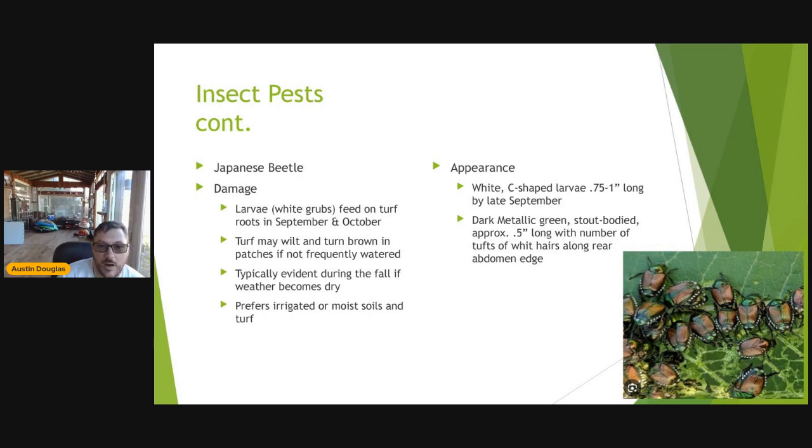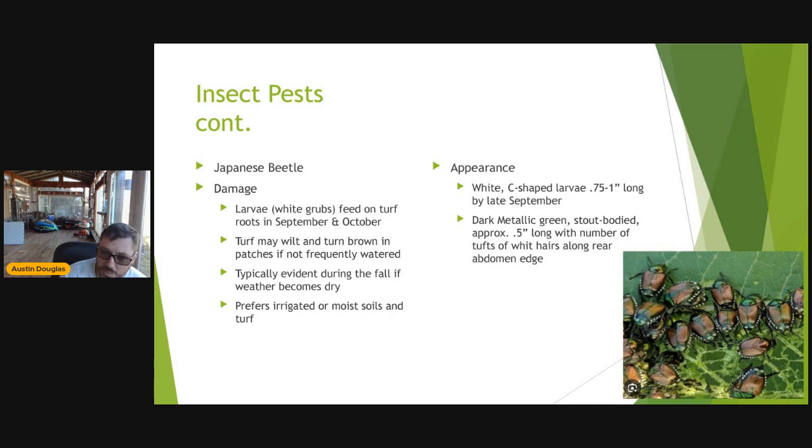But they do have a larva stage. They're white grubs, very similar to what we just saw. The turf is going to end up wilting and turning brown, and again, that's if the turf is not frequently watered. They're typically evident in the fall when weather becomes really dry. You're going to see turf start to struggle as it dries out. It's not going to have as much roots, and so you'll see these patches where it dries out significantly.